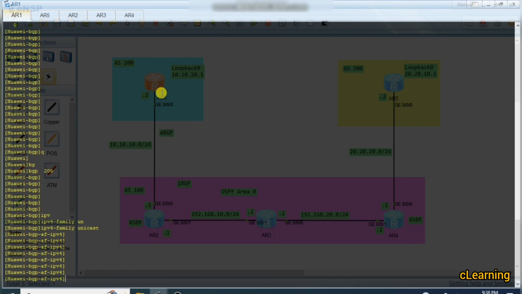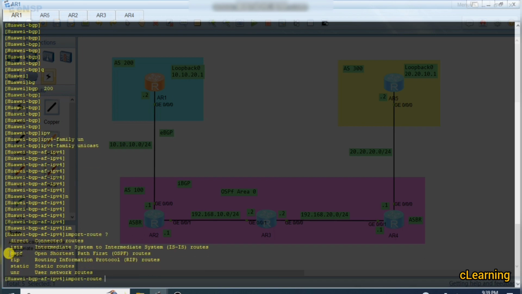There are two directly connected networks, one this and one this. So we just write the command. You can also write the command network and then define this network and this network, one by one. And you also have another command, import route direct. If you type a question mark, you can see there are different routes that exist.